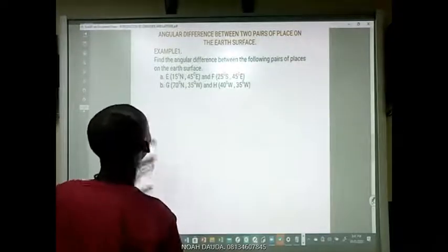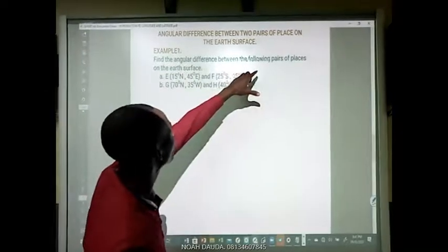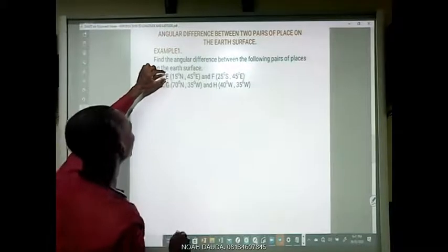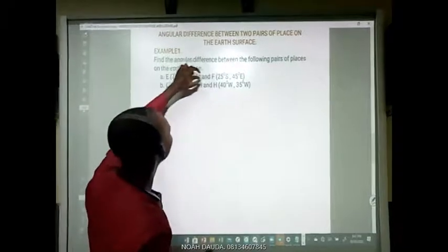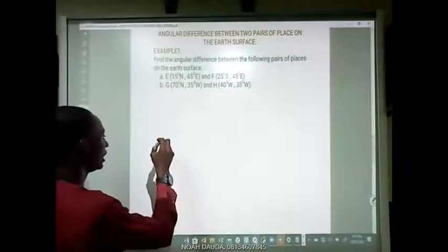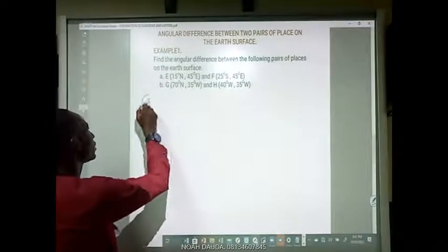Now, find the angular difference between the following pairs of places on the Earth's surface. We have point E and we have point F. This is a question on its own, and this is another question. So we take it one after the other. Let us take A first.